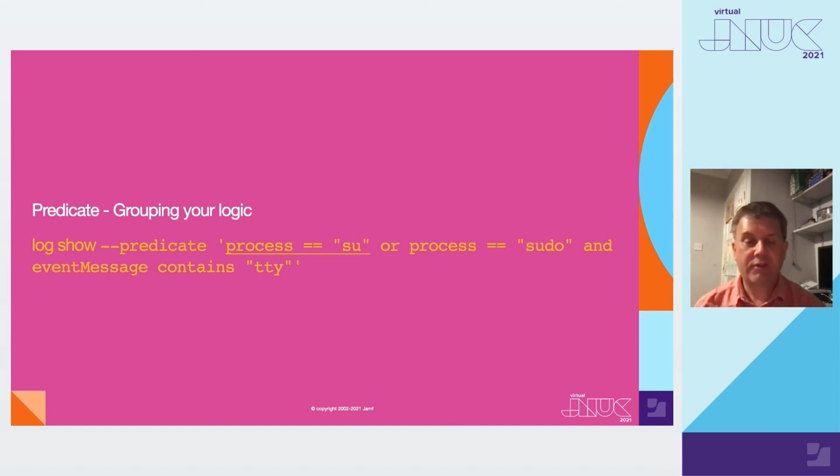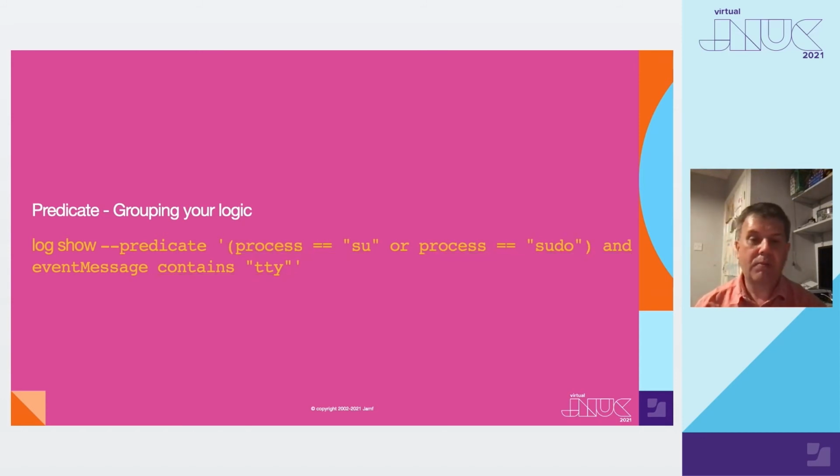So you're going to get all messages which come from su, or any message that comes from the sudo process that also has the event message of TTY. So here we've got a kind of partial correct result. The sudo part's correct, but the su part's incorrect. Okay, so what we want is basically su with TTY and sudo with TTY.